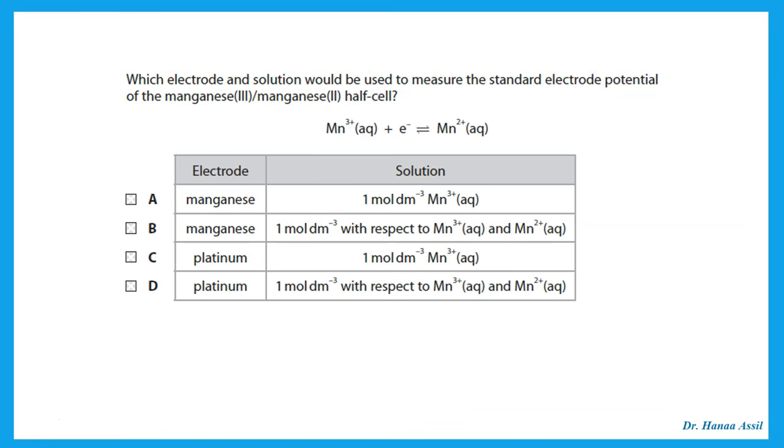So if we have this question, which electrode and solution would be used to measure the standard electrode potential of the manganese 3 plus to manganese 2 plus, again, this is a half cell that has only solution, so my electrode must be platinum. Now we need the half cell to have solutions of both manganese 3 plus and manganese 2 plus at concentrations of 1 mole per decimeter cubed each.